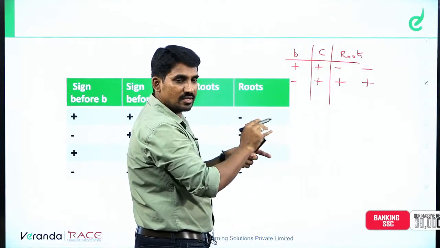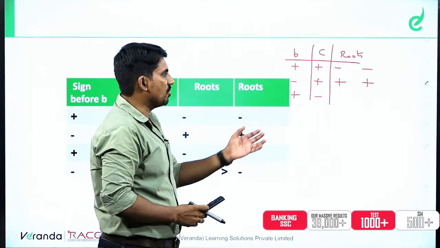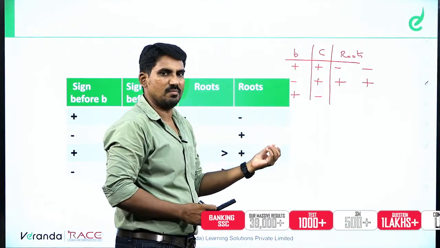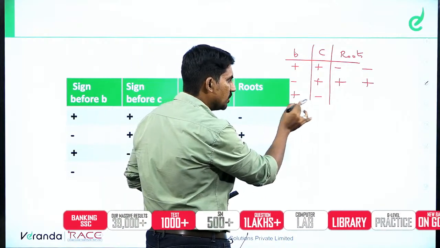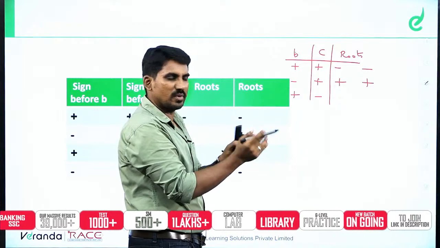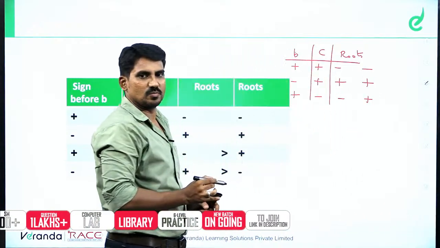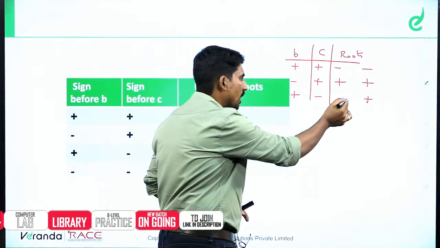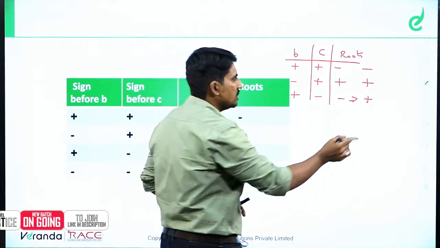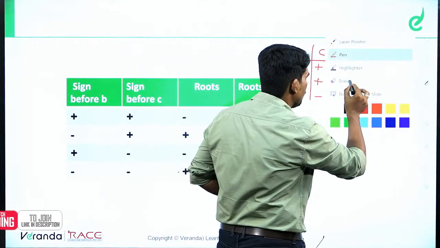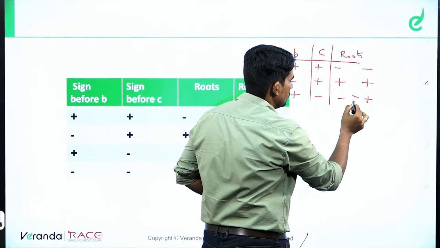Now, how can we make the table quickly? Here we have taken minus plus. Change that, plus minus. Therefore, what is the meaning? Before B plus, before C minus. Okay. What about the roots? Here we have taken plus minus. Now change this, plus minus, you change this. Minus plus. Therefore, the minus value is greater than, this alone we have to note. Clear? That is, the large number we have to take as minus.